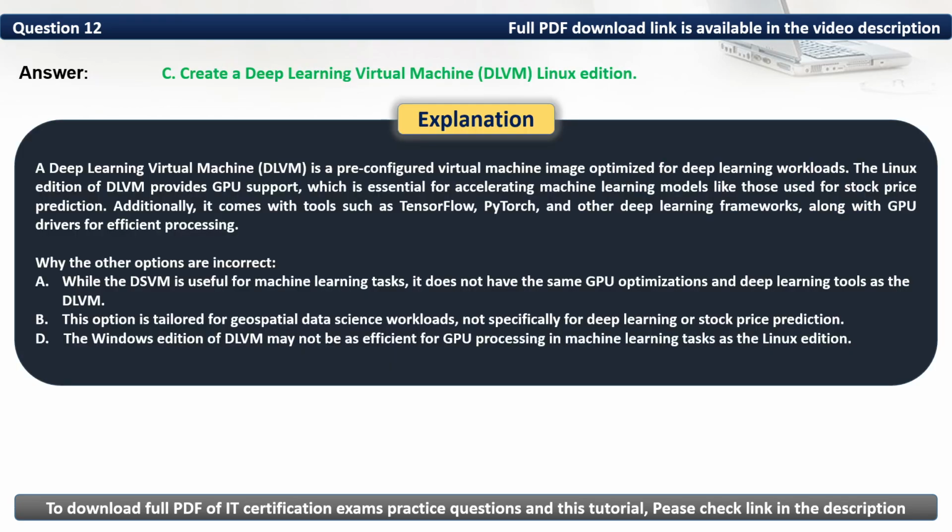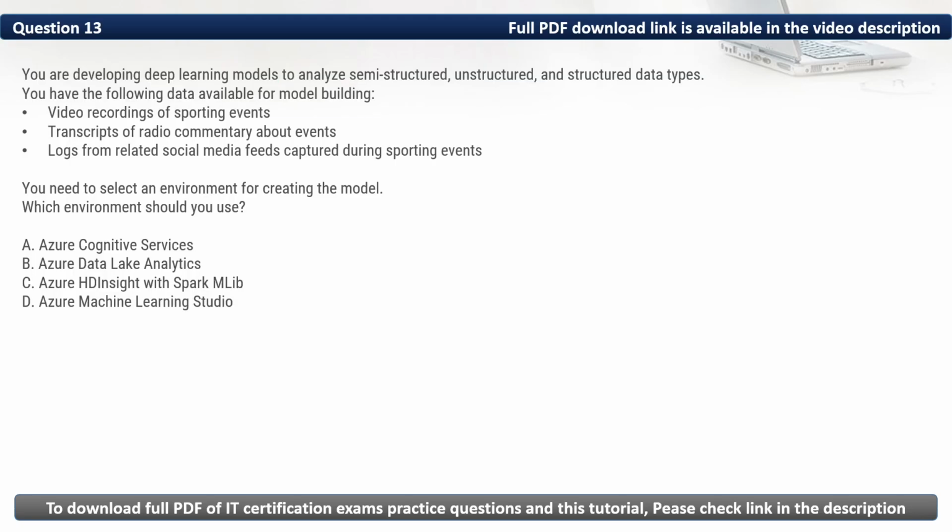A deep learning virtual machine is a pre-configured virtual machine image optimized for deep learning workloads. The Linux edition of DLVM provides GPU support, which is essential for accelerating machine learning models like those used for stock price prediction. Additionally, it comes with tools such as TensorFlow, PyTorch, and other deep learning frameworks, along with GPU drivers for efficient processing.